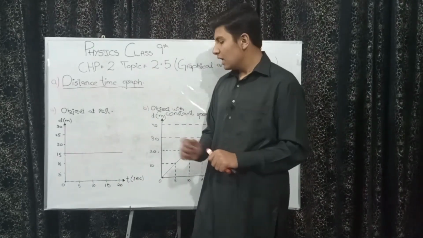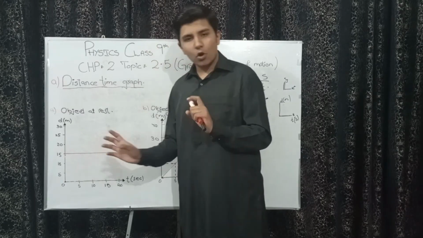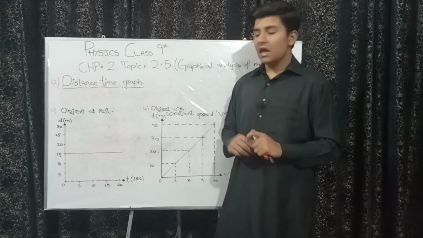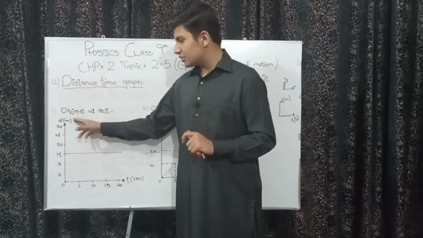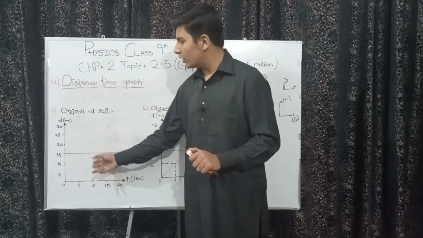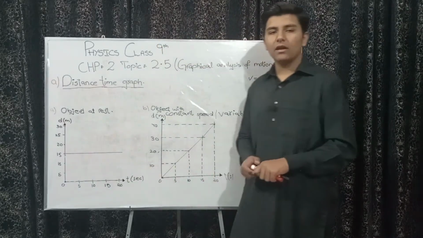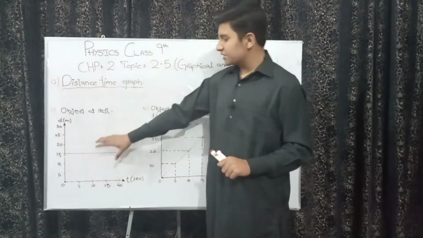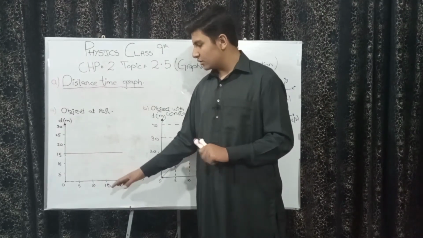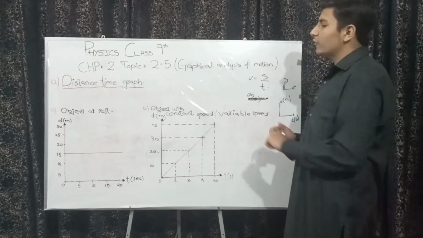Now one thing: when the distance is always 0, the line will be parallel to the time axis, meaning it will be straight along the time axis. And if the distance is not 0 and the time is 0, the line will be parallel to the y-axis, and here it will be parallel to the x-axis. So this was the object at rest, in which the line will be parallel to the x-axis, meaning the horizontal axis. That was our first graph of the distance-time graph.